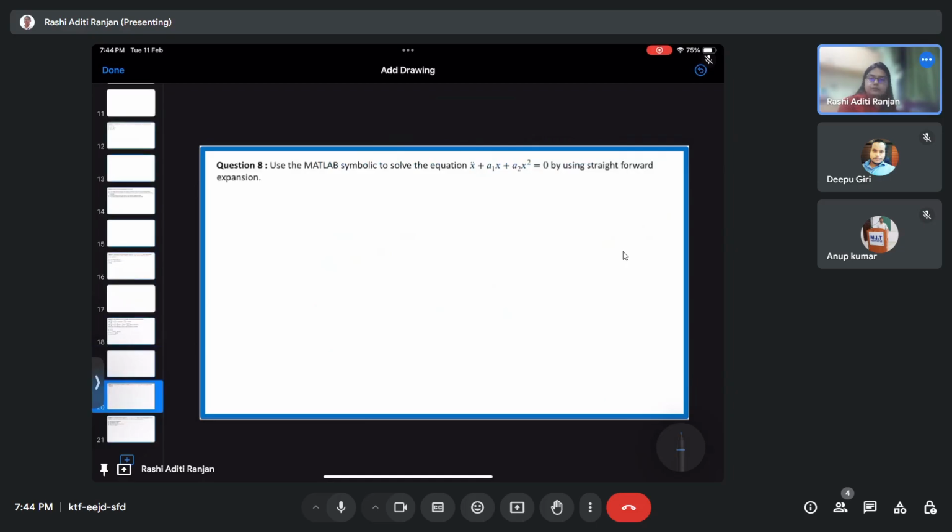Okay, in question number 8, we will now try to solve the equation using the symbolic function of MATLAB, right? Up till now, we were solving it analytically using our own mathematical knowledge, but now we will try to use MATLAB in order to find the solution of this equation.